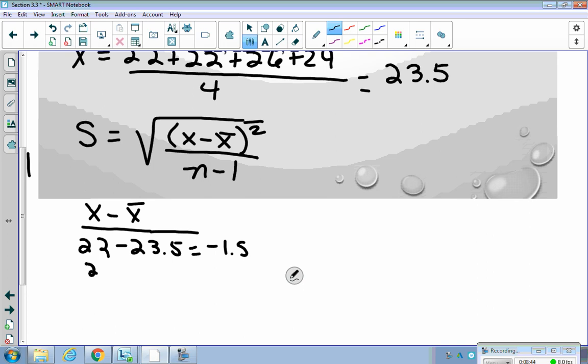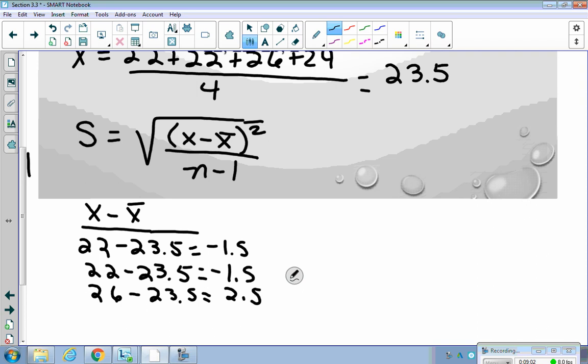Again, my next data point is exactly the same. 22 minus 23.5 is negative 1.5. My next data point is 26, so I have 26 minus 23.5, and of course I'm going to get a positive 2.5. My last data point up there is 24 minus 23.5, and that's going to be 0.5. So that's my first step.